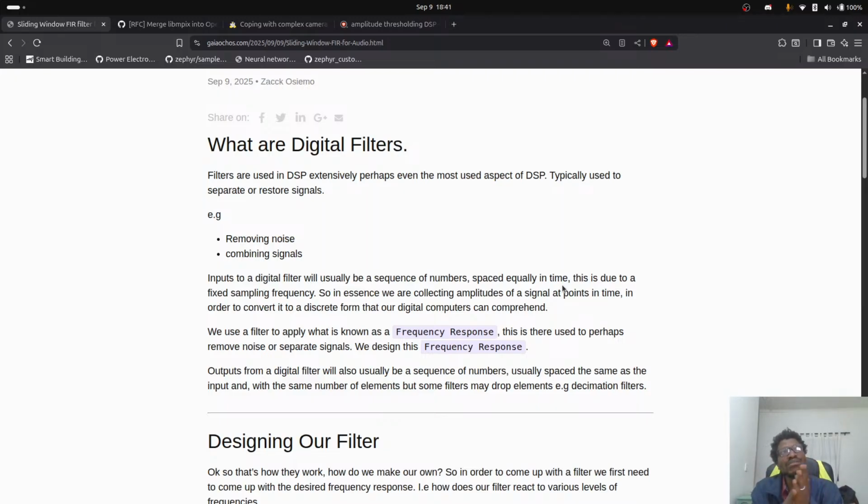So digital filters are going to accept signals into them, and a signal is basically a collection of samples, if that makes any sense. So, hi Bartolomeo. A signal is going to be a collection of single samples that are taken at discrete times.